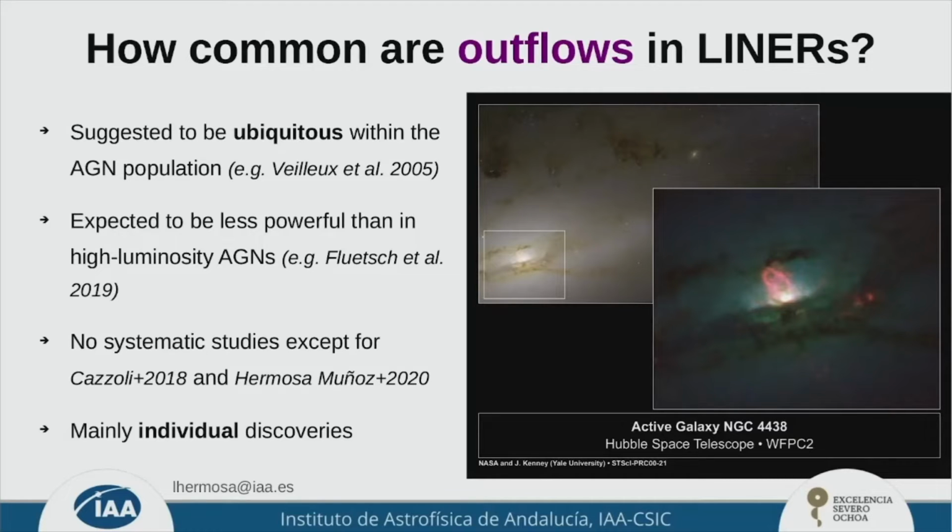But this is a hypothesis that has not been tested for low ionization, low luminosity AGNs. And this could basically be a bias, simply because we know that the power of the outflows is correlated with the power of the AGN itself. And so this means that for low luminosity AGNs, the outflows tend to be smaller and more difficult to detect. So what we want to do is to study if indeed outflows are also common in these low luminosity AGNs.